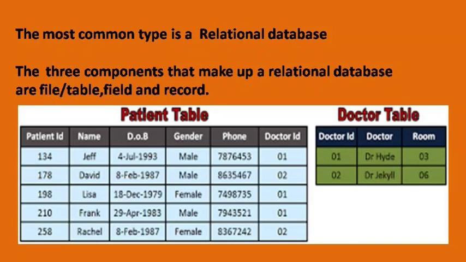The three components that make up a relational database are file or table, field and record. Here there are two tables, patient table and doctor table. These two tables are related with each other with a common field name, that is doctor ID. So, it is a relational database.